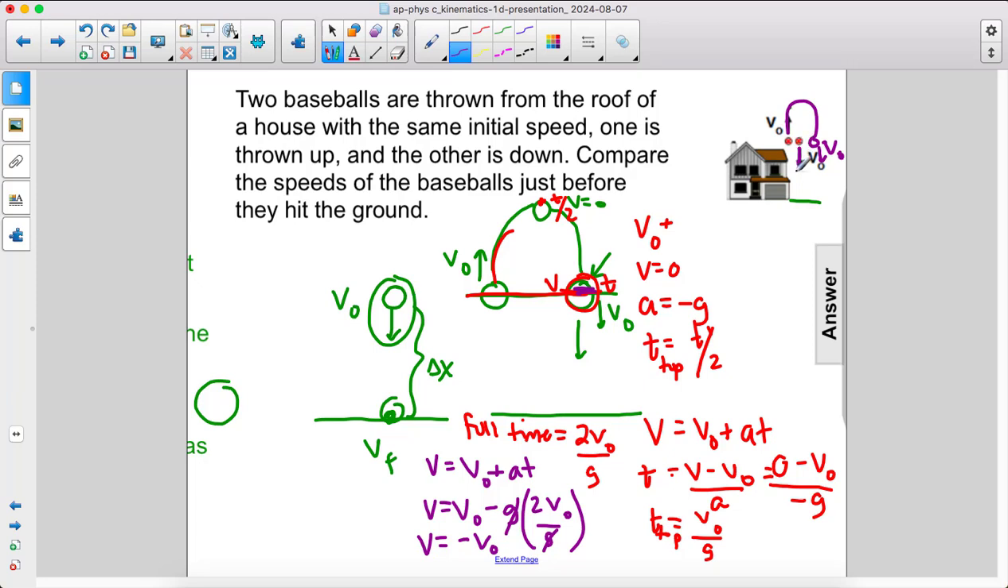Therefore, from that moment on, they are both accelerating at the same rate over the same distance. They have the same starting velocity from this point. Therefore, they will land with the same speed. The answer is C.